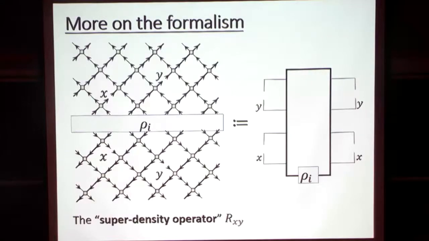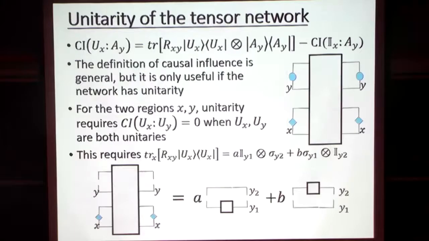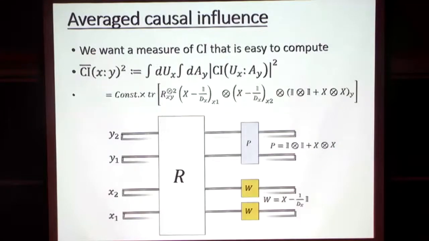You can also try to do more on the formalism side, like try to figure out something. I will skip these because I'm running out of time. But one thing I want to mention is we can define some criteria of the causal influence that can be more easily calculated. So far I have been talking about putting a particular unitary and then measuring something at Y to see whether there's influence.